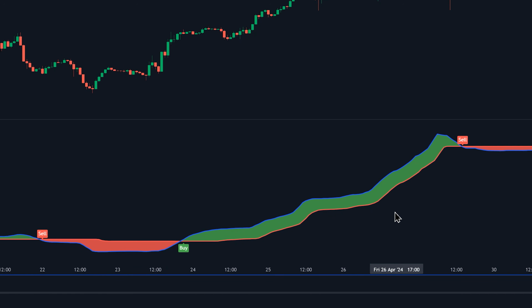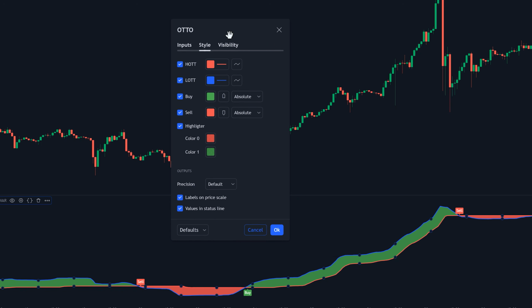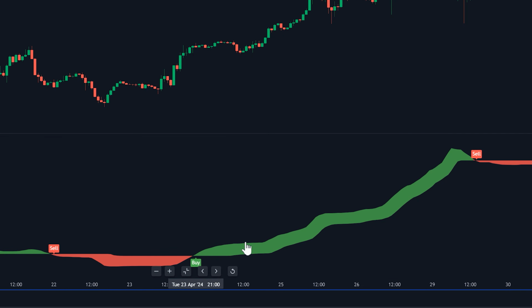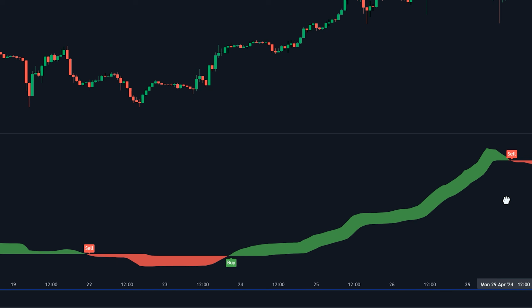If I pull up the settings of this indicator, we can see that the red line at the bottom is called HOTT, which stands for High Optimized Trend Tracker. The blue line at the top is the Low Optimized Trend Tracker, or LOTT. For the strategy I'm going to be showcasing here, we're not going to be needing these 2 lines, so let's disable them. This indicator also prints buy and sell labels to indicate shifts in trend between bullish and bearish.